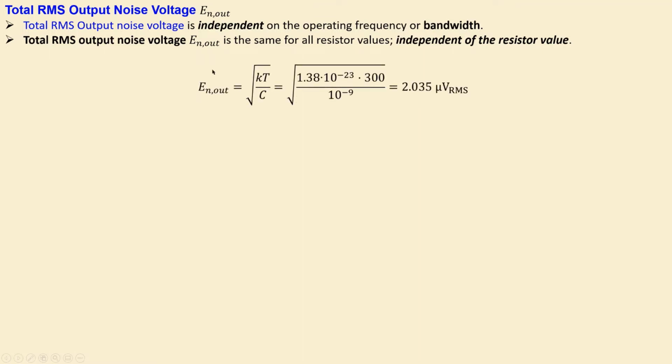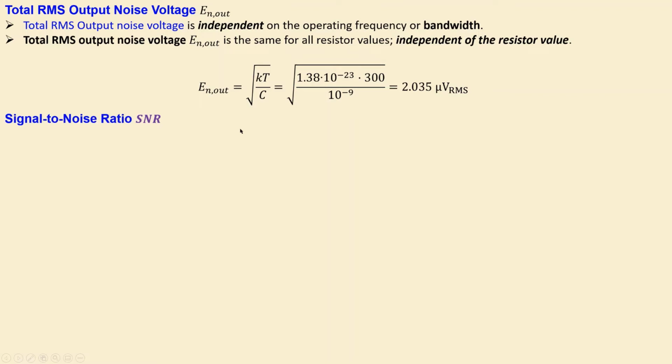Now, in this case, since this is not per root hertz but volts RMS, we can just use this formula again and substitute the values. We will have 2.035 microvolts RMS. So that will be the case for each resistor value.